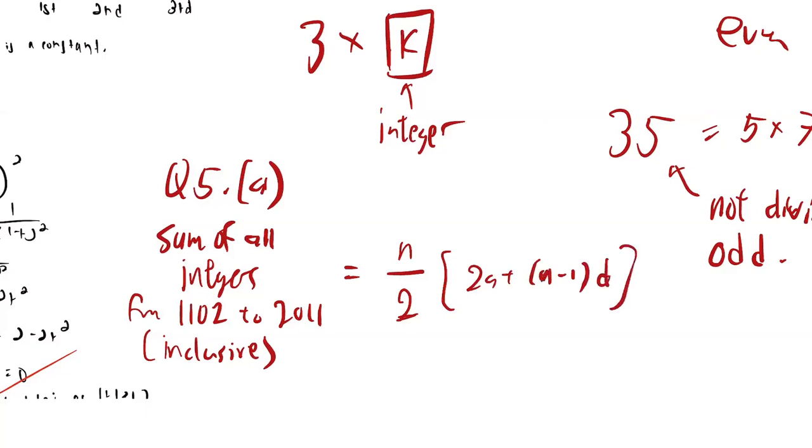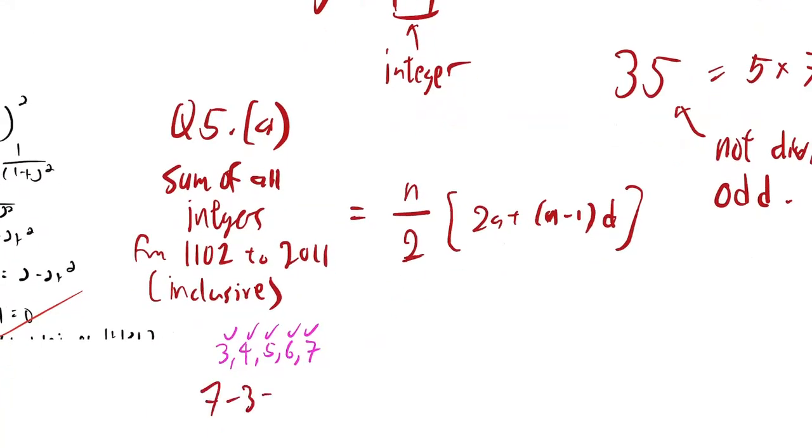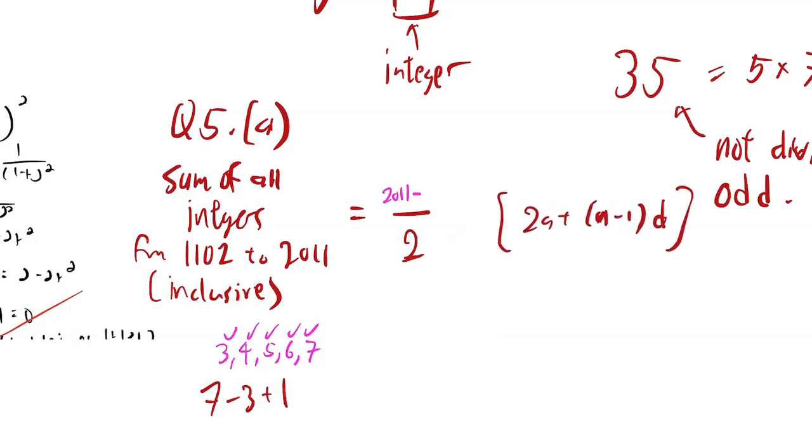So what is n, the number of terms? Always remember, let's say for example, 3, 4, 5, 6, 7. How many terms are there? Obviously 5, right? But how do you get 5? Is it 7 minus 3? No, you must plus 1. Upper minus lower plus 1. So here you've got upper, there is lower. So what's the answer for n? Must be upper minus 1102 plus 1. Very good.